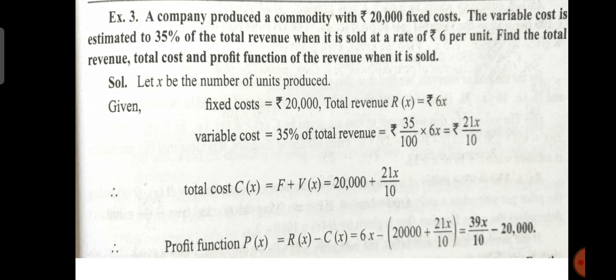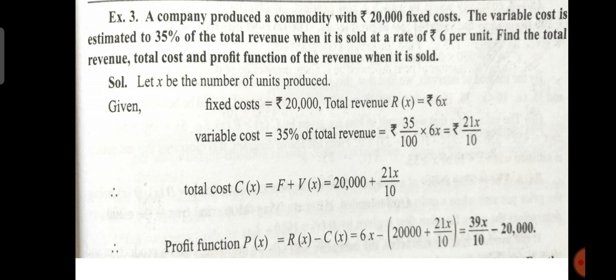And there is a problem. These things you should know, then you can apply these functions and concepts to problems. A company produced a commodity with a fixed cost of rupees 20,000. The variable cost is estimated to be 35% of the total revenue when it is sold at a rate of rupees 6 per unit. Find the total revenue, total cost, and profit function.